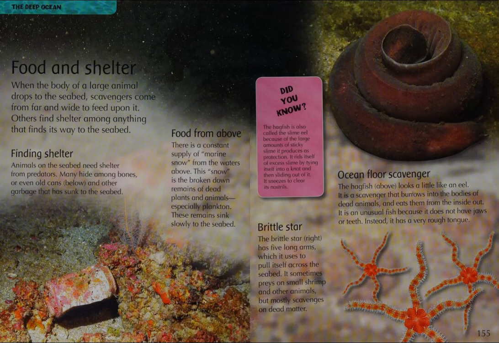Food from above. There is a constant supply of marine snow from the waters above. This snow is the broken down remains of dead plants and animals, especially plankton. These remains sink slowly to the seabed.